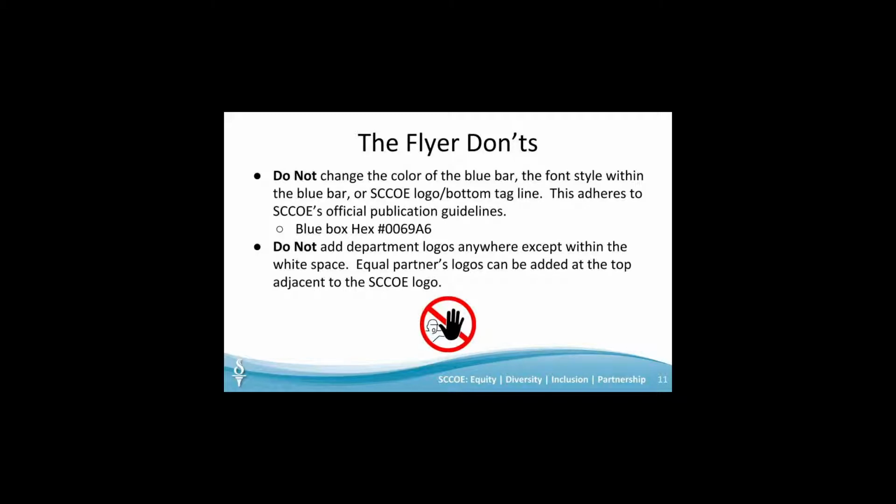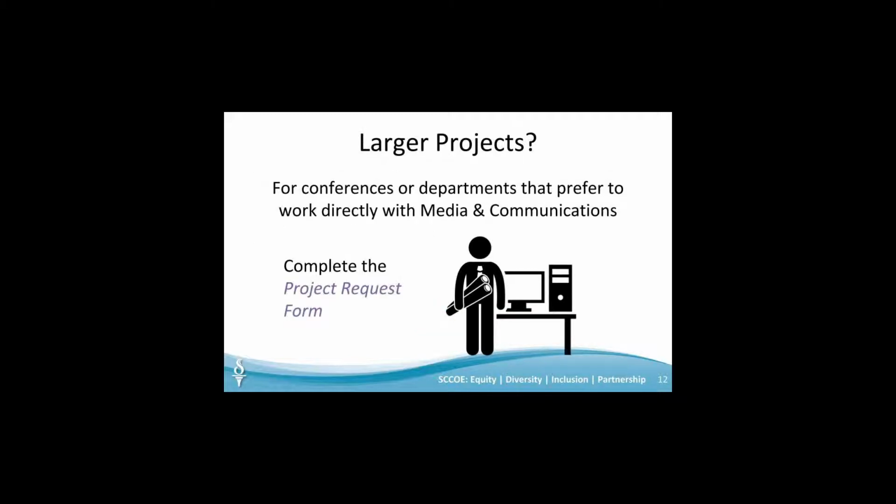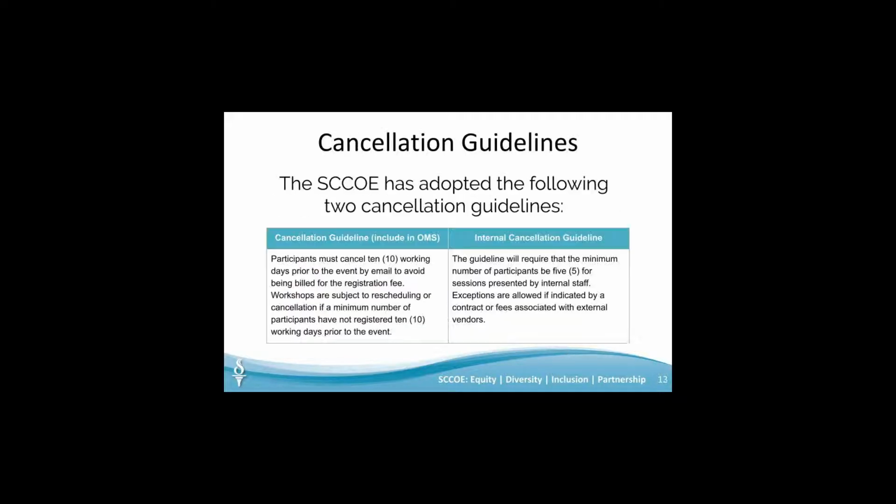Of course, there are a few don'ts. The flyer's blue box adheres to the SCCOE's publication guidelines. Do not change the colors, font, or font size. Also, do not add department logos anywhere but in the white space. You may add a partner's logo in the top adjacent to the SCCOE logo, if appropriate. We know that some departments prefer to work directly with media and communications for flyer creation. You're welcome to continue that practice.